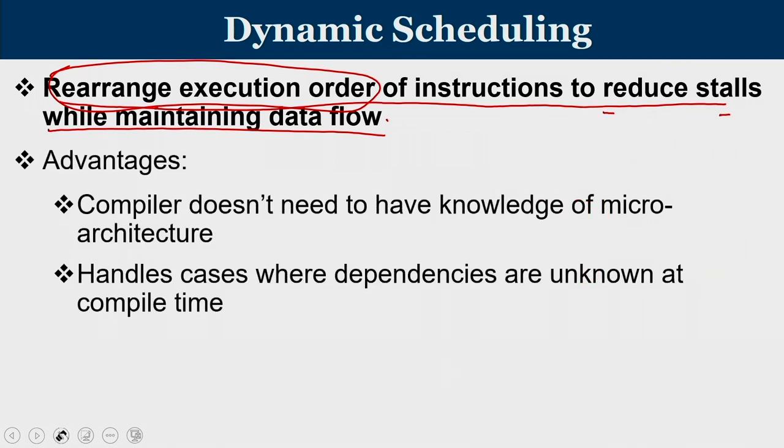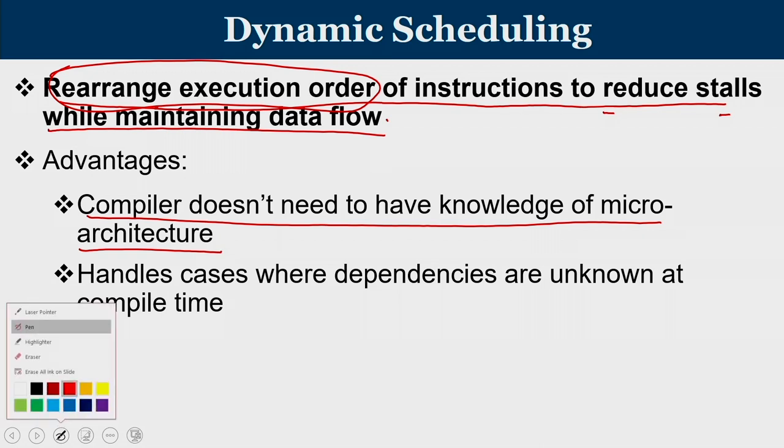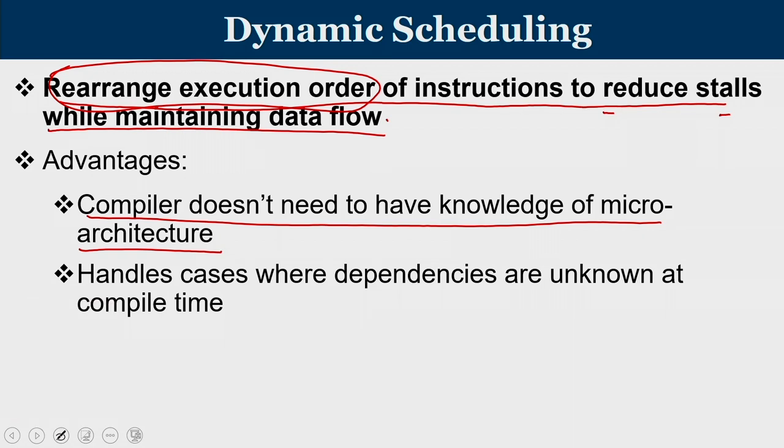Now, the advantage of going for this kind of approach is that the compiler doesn't need to have knowledge of the microarchitecture. The hardware manufacturing company need not share its internal details with a compiler development company. So, the compiler doesn't need to know all this, and there are certain dependencies which we cannot find out at compile time. We will come to know such dependencies only at runtime. I would like to draw your attention to one such dependency where we cannot know whether there exists a dependency or not.